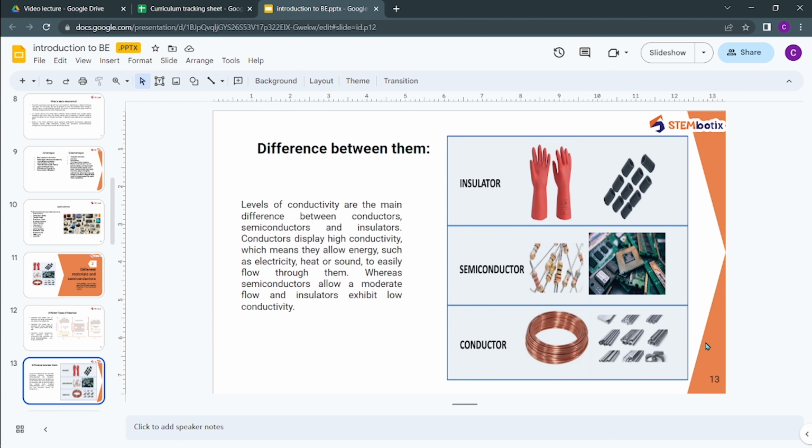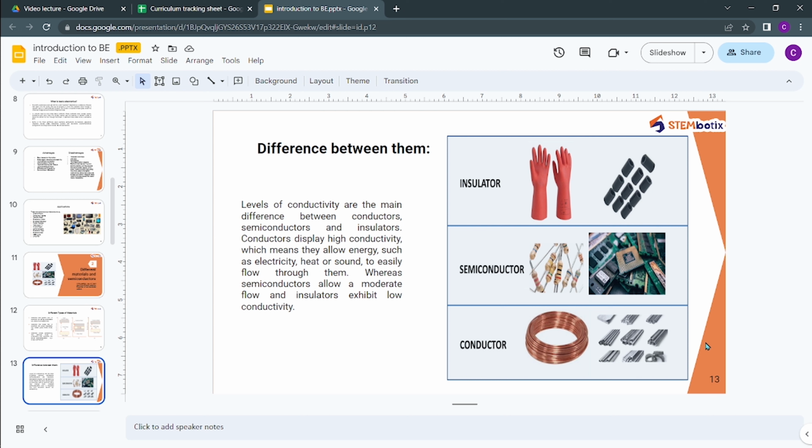The basic difference between insulators, semiconductors and conductors is the level of their conductivity, meaning the rate of current flow. In conductors, the rate of current flow is highest, while in insulators, the rate of current flow is the lowest. While semiconductors permit a moderate flow of current, not too high, not too low, as in an insulator.